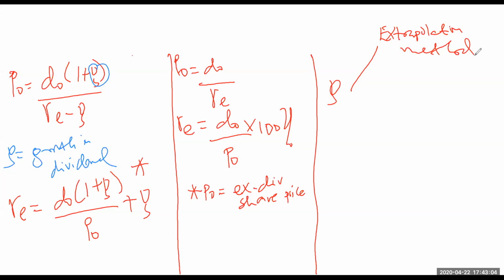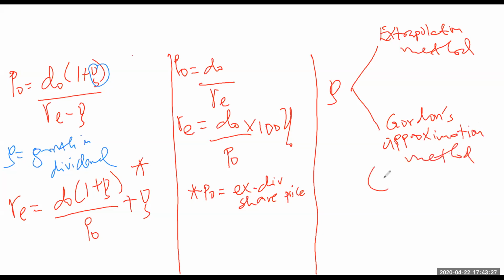Then you can also use what is referred to as the Gordon's approximation method, also referred to as the retention model. This is what we are going to discuss today: how we get the growth in dividend using the Gordon's approximation method or the retention model. So we go back to our notes and we discuss the model.